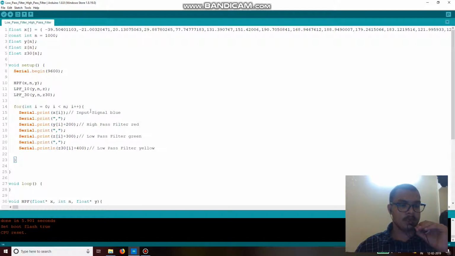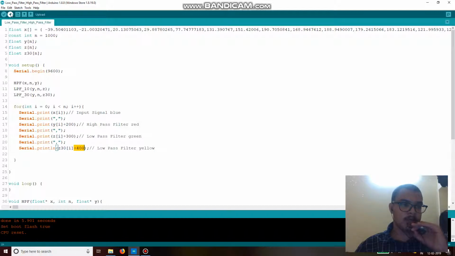And now for the pictorial view, we would be plotting the signals. So the input signal would be plotted in blue, the high pass filter would be plotted in red, the low pass filter having 10 hertz as its cutoff frequency would be plotted in green, and the low pass filter having 30 hertz as its cutoff frequency would be plotted in yellow. So xi is our input signal, yi plus 200.